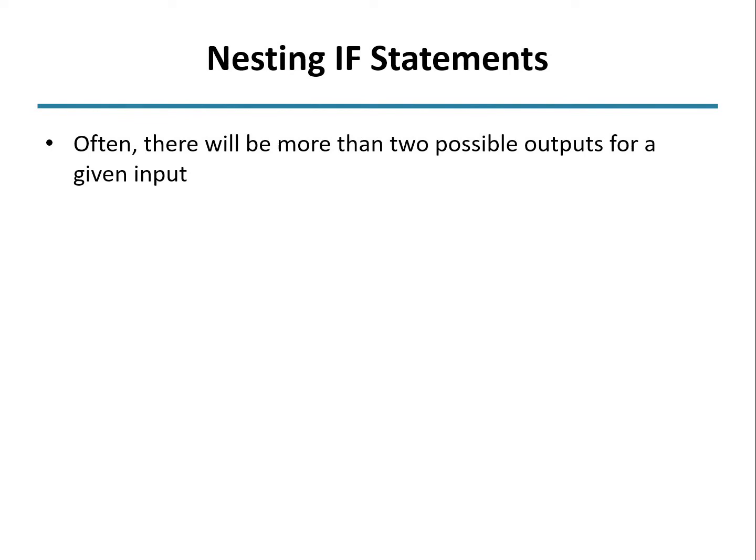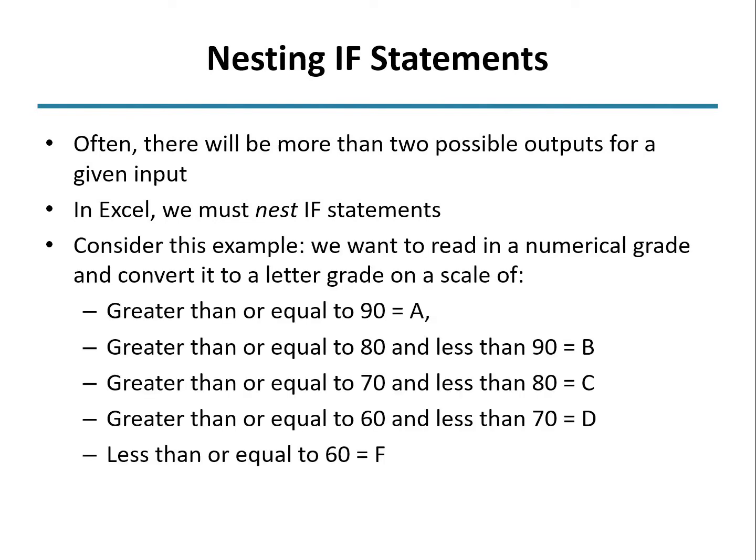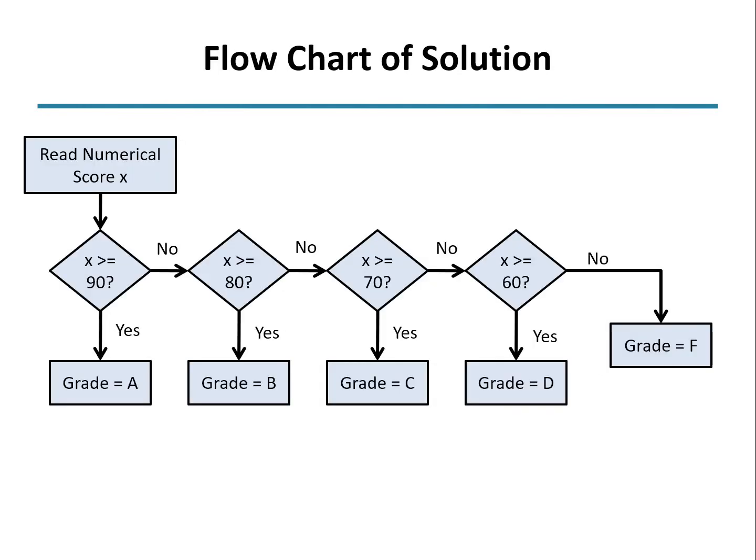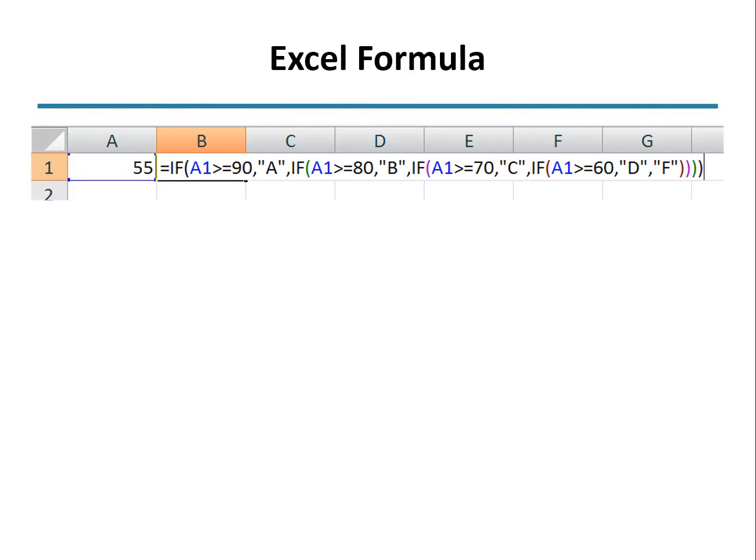Now, of course, there could always be more than two possible outputs for a given input. And in MATLAB, we'll have the if, else if commands, but in Excel, we just have to nest a bunch of if statements. So we want to take a numerical grade and convert it to an A through F grade. Here's how we would illustrate that on a flowchart. I read in the number. If X is greater than or equal to 90, then my answer is known. That grade's an A. If not, I go down to the next if condition and keep going along. And so you can see how that all nests in the Excel formula here.